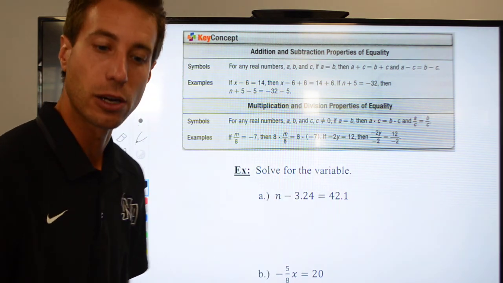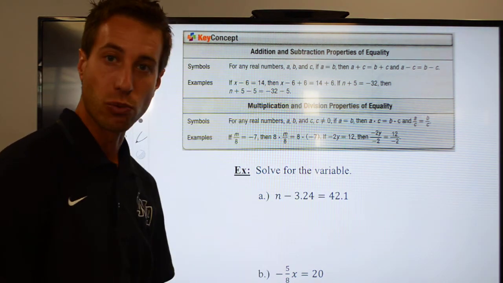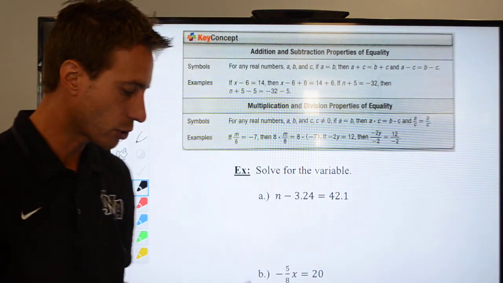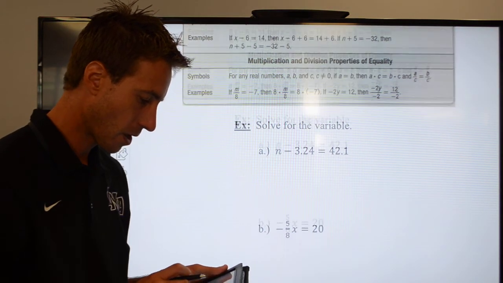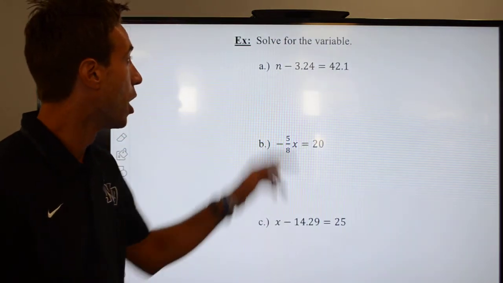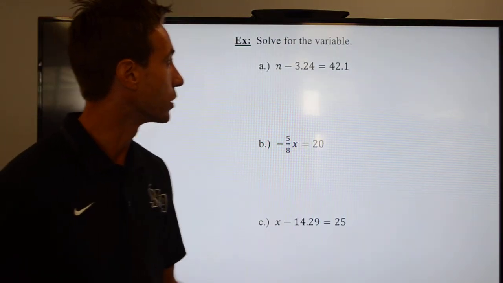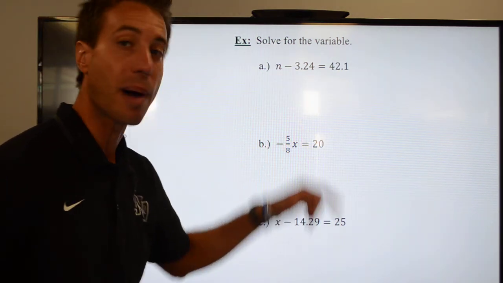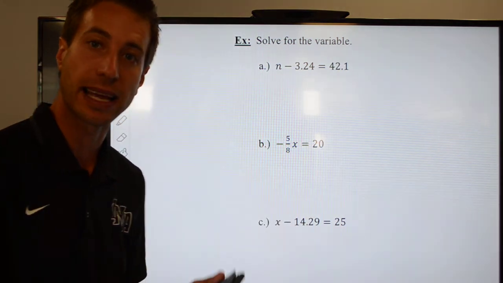So let's go ahead and get a little bit of practice trying these. Feel free to run ahead, come back and check your answers, see how you did. So here we go. The first one I've given you, I want you to solve for the variable. We have n minus 3.24 is equal to 42.1. Well, I need to get that n by itself. I need to isolate the variable.